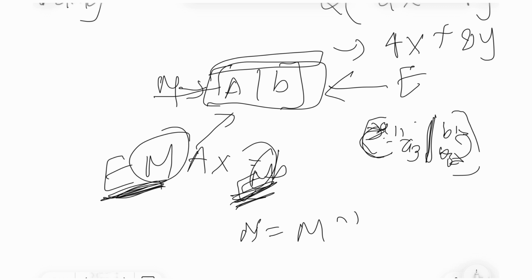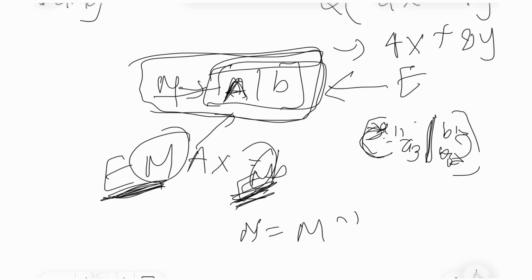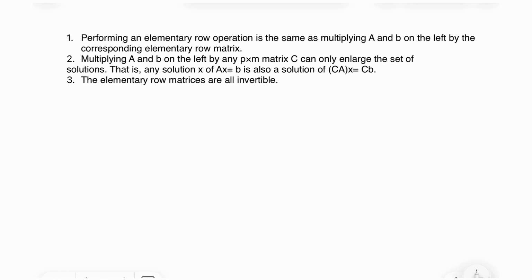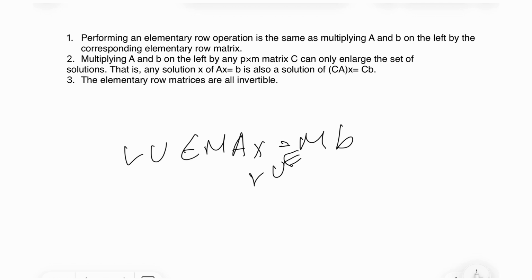So each of these are elementary operations. They're all invertible. They're not changing our answer space. All of the answers will still be the same. We're just making it easier for ourselves by making the A matrix into a row echelon form. More formally, performing an elementary row operation is the same as multiplying A and B on the left by the corresponding elementary row matrix. Again, exactly what we were doing. We're multiplying both sides by the same thing. You can just keep going. It doesn't matter. You can always go back.